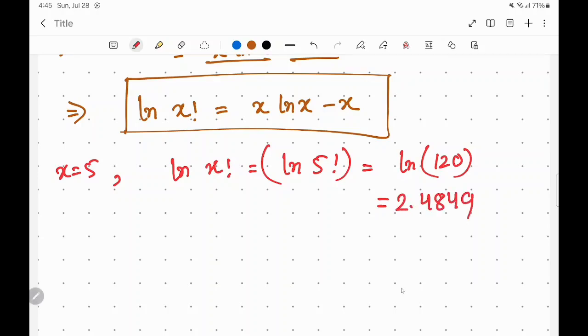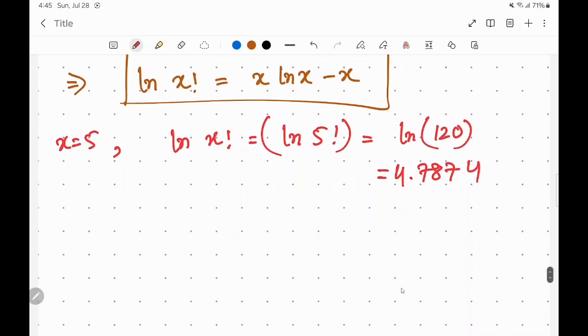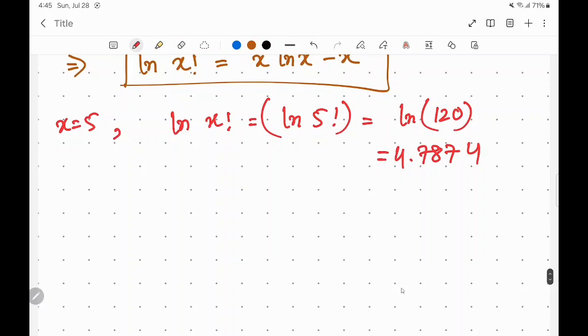This is the original, 4.787. So this is the original value of ln 5. Now use the Stirling formula. Stirling formula says it will be equal to x ln x minus x. So 5 ln 5 minus 5.